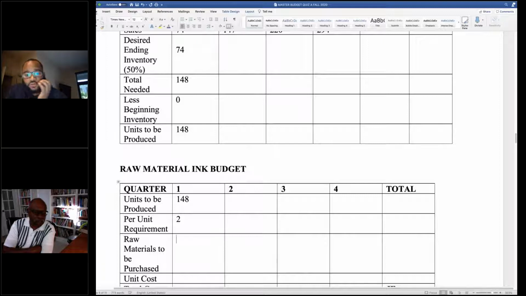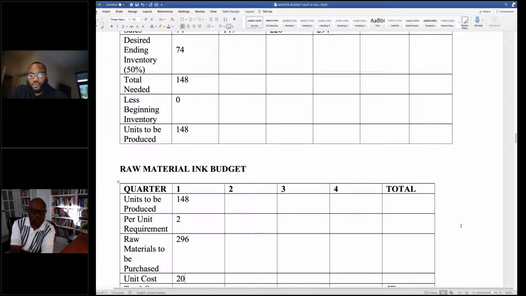So if the book needs 2 ink cartridges and you're making 148 books, how many ink cartridges do you need? 296. Oh, okay. You're right. And what's the cost per cartridge? Wasn't it $20? Yeah.